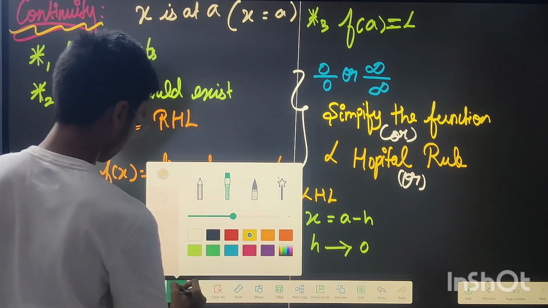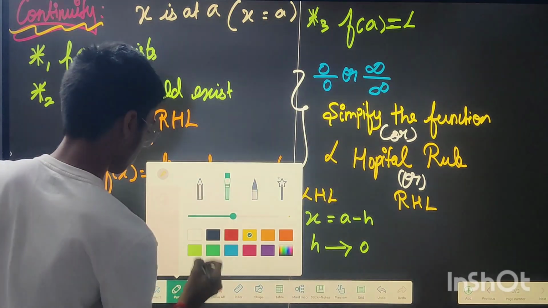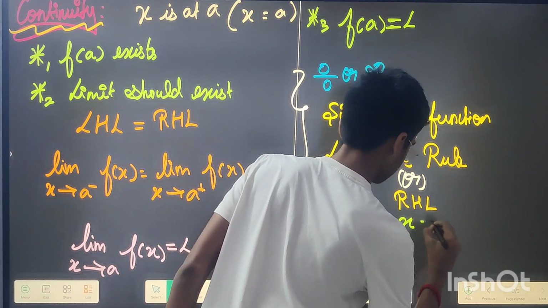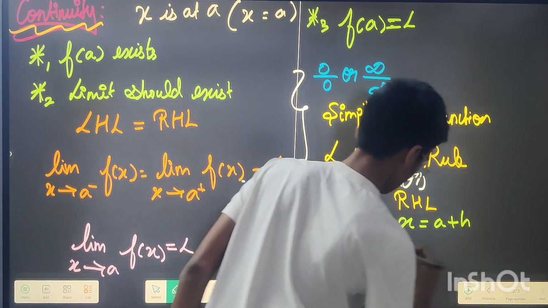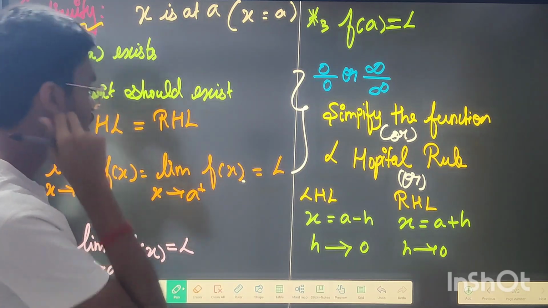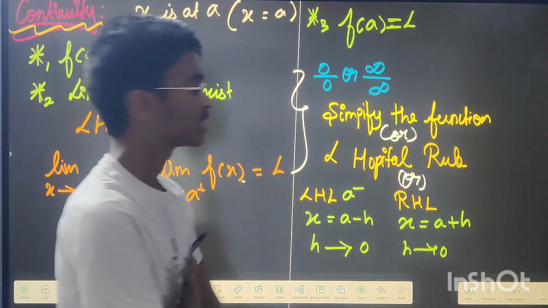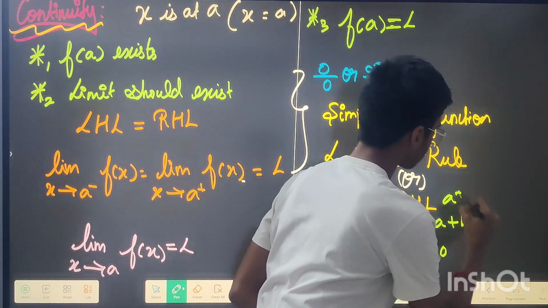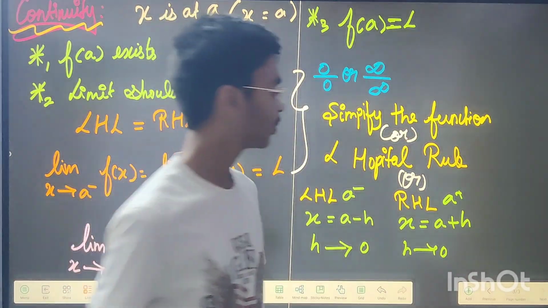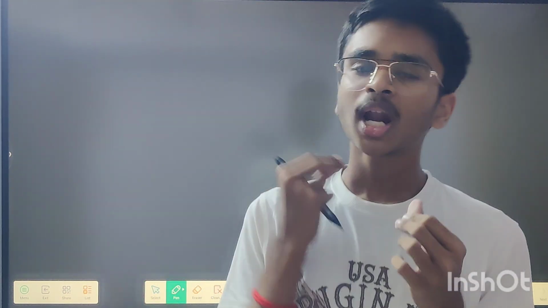Then what about in RHL? Then you have to substitute over here x is equal to a plus h, where h will be tending towards 0. Here it was a minus, so you put a minus h. Here it is a plus, so that is why you are putting a plus h. Like that you can keep it. For our convenience, we will be doing 1 or 2 sums based on this total concept.